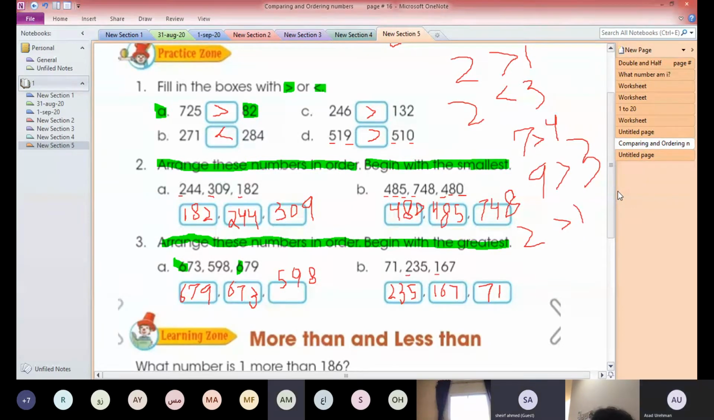The ascending means the smallest to greatest. And descending is greatest to smallest. Very good.